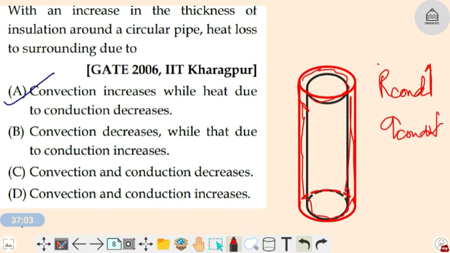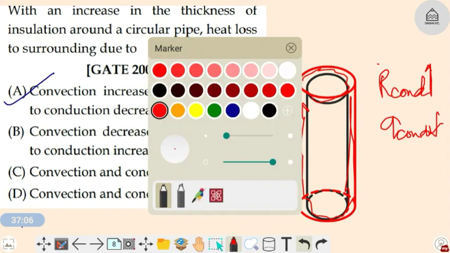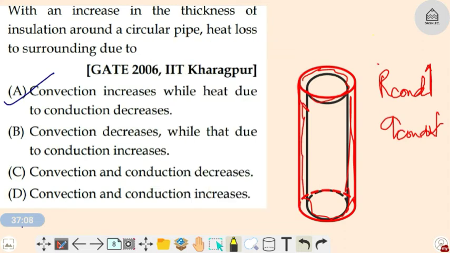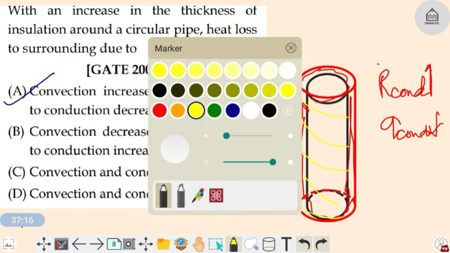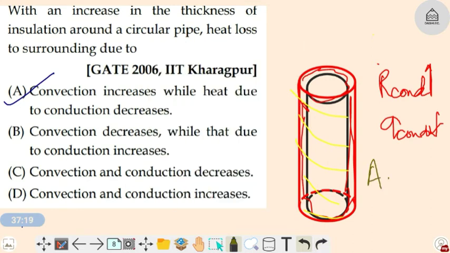But if you see, the surface area has increased. As A is increased, so Q convection will also increase. From this phenomenon only the critical radius of insulation comes. Okay, now let's move to the next question. The answer will be A.